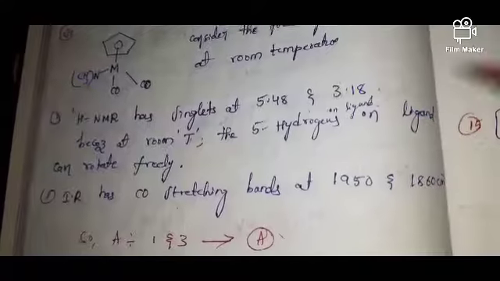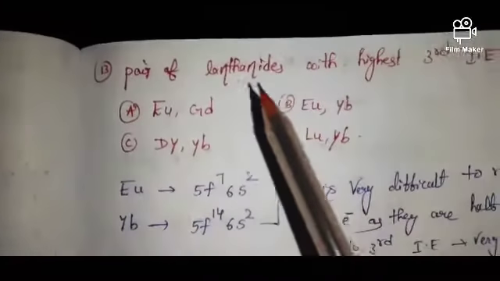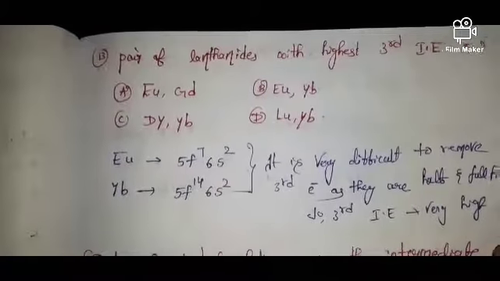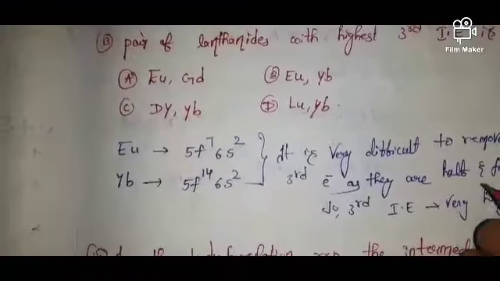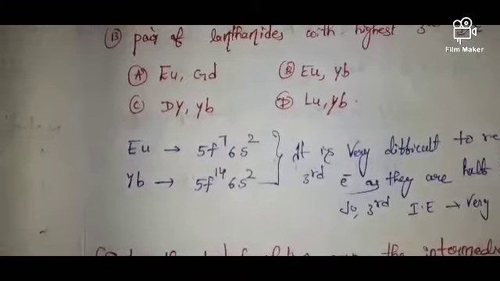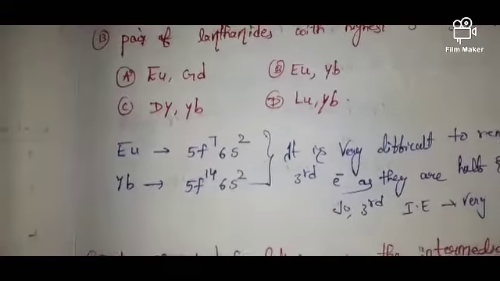So these two are correct, friends. Next, pair of lanthanoids with highest third ionization energy. What is ionization energy? Ionization energy means the energy required to remove an electron from the outermost orbit.